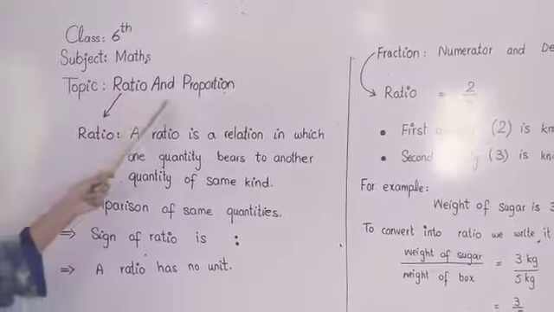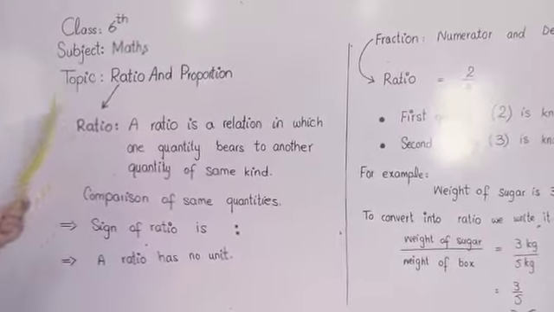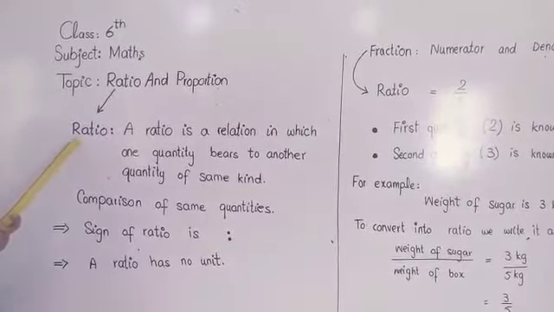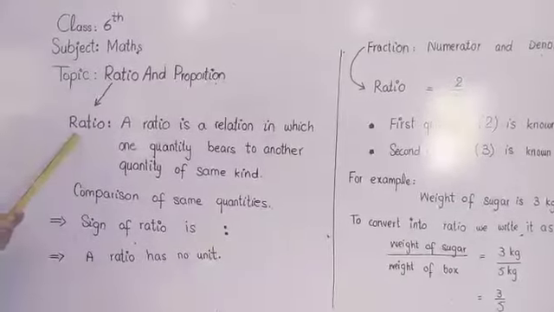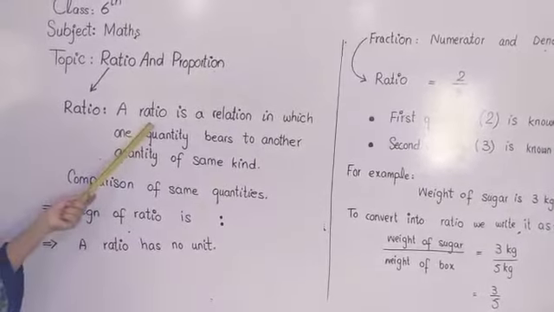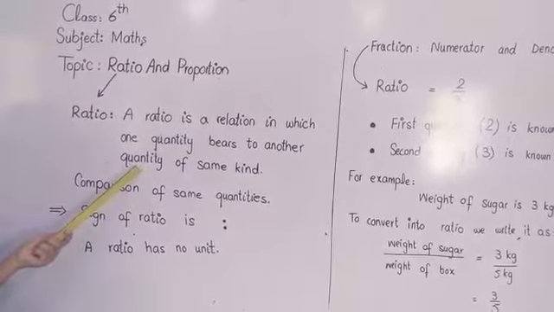These are the two different terms that you have not read before. I am going to describe only the term ratio in this lecture, which is explained briefly. So I am going to describe the definition of the term ratio. For example, a ratio is a relation in which one quantity bears to another quantity of the same kind.